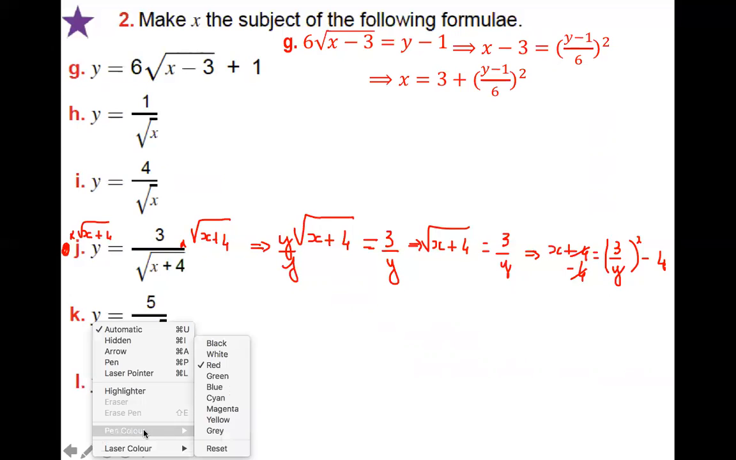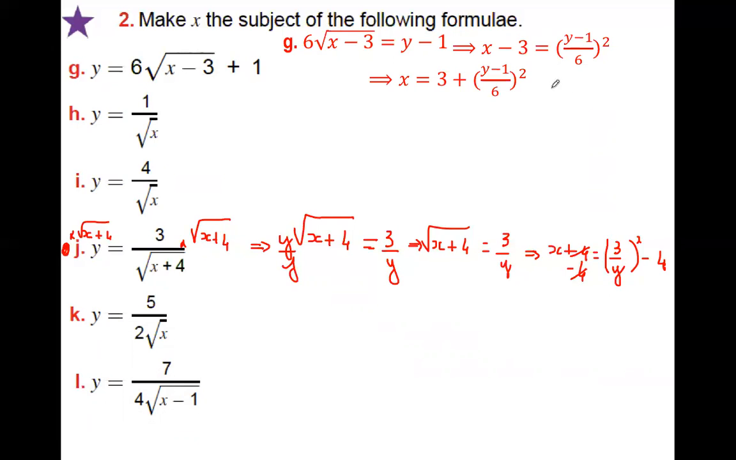Or if you wanted to, you can still get the same mark if you were to do it another way. You can just say it's 3 plus y minus 1 squared divided by 36 if you wanted to, because 6 times 6 is 36.